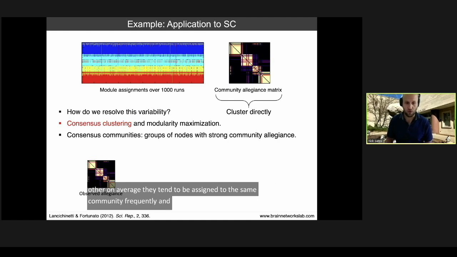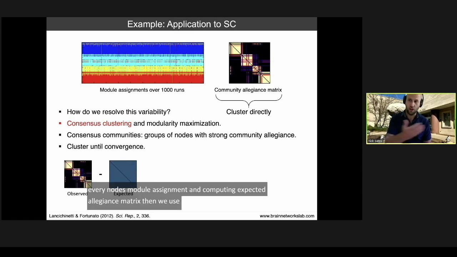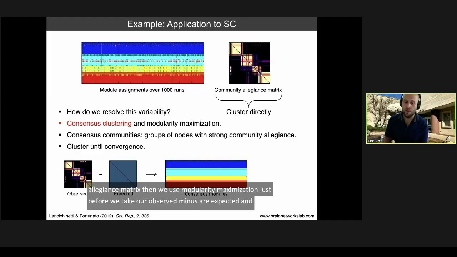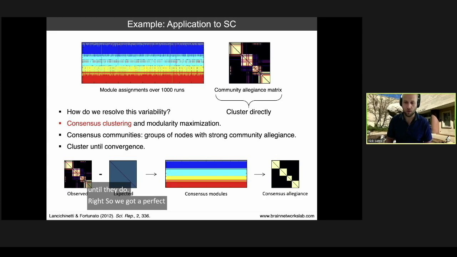We take our observed allegiance matrix, we randomly permute every node's module assignment and compute an expected allegiance matrix. Then we use modularity maximization just like before. We take our observed minus our expected, and then we define that to be our modularity matrix, run our Louvain algorithm, say 1,000 times, and the tendency is for those partitions to come back looking highly similar. If they don't come back all identical, we repeat the process until they do. Right, so we get a perfect consensus matrix, perfect allegiance matrix, where it's total consensus across all of the runs.